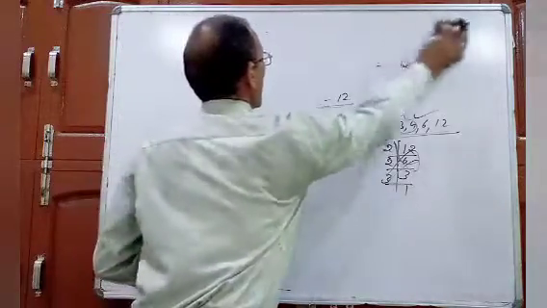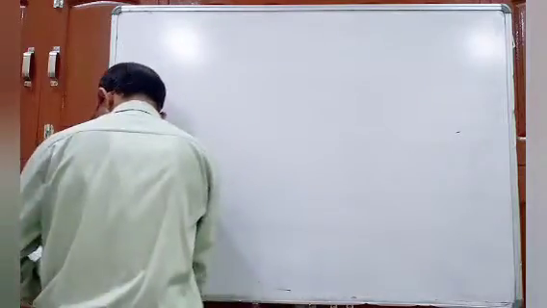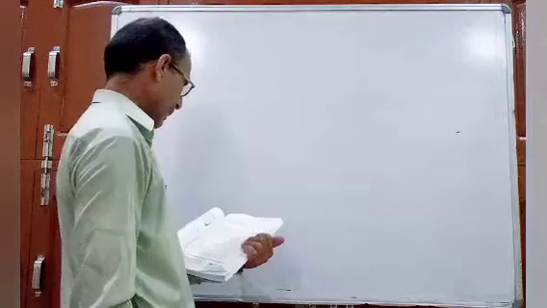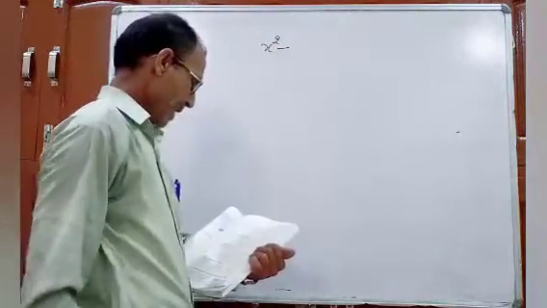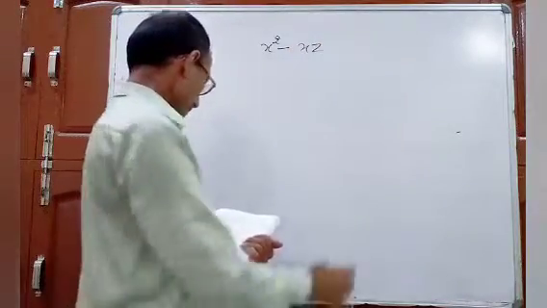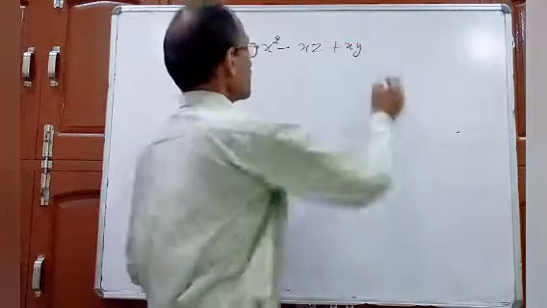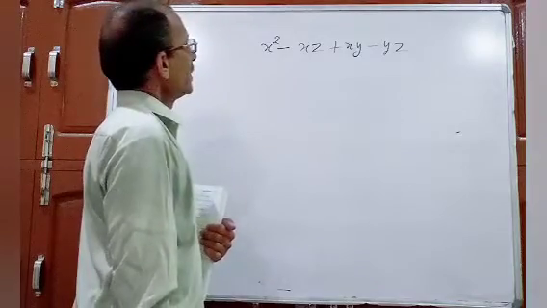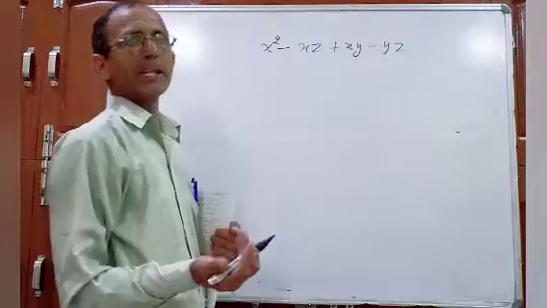Now factorization is related to factors. Now question number 2. I am taking the fifth part: x square minus xz plus xy minus yz. In this one the factors are already there, so you have to take only the common.